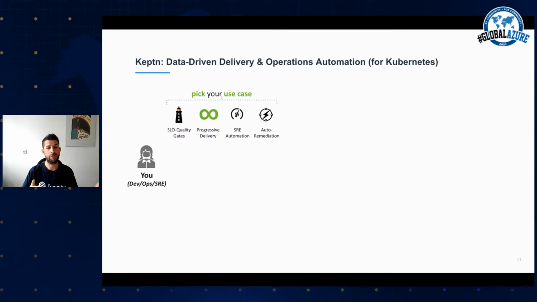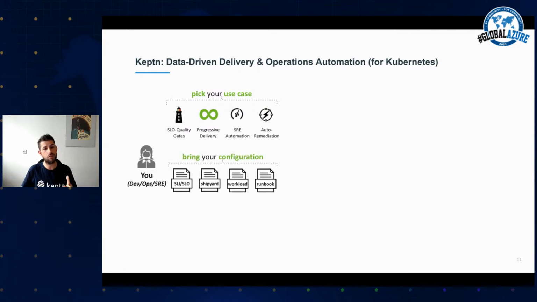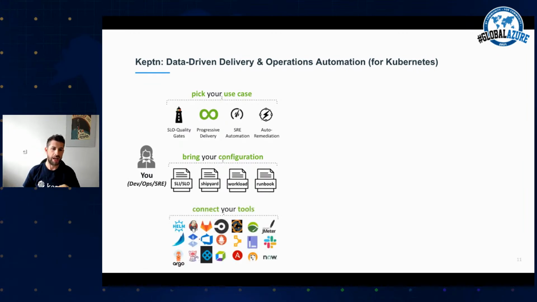So with Keptn, you have different options where you want to start. Some Keptn users start with quality gates in their CI/CD pipelines. Some of them want to go full in and build their progressive delivery and continuous delivery pipelines with blue-green deployments directly with Keptn. Some of the users just want to have Keptn as an orchestrator for auto-remediation. So you can pick your use case, and you bring your configuration. Instead of writing all the pipeline code, you bring a configuration, and Keptn does the heavy lifting for you. And you can also bring your tools.